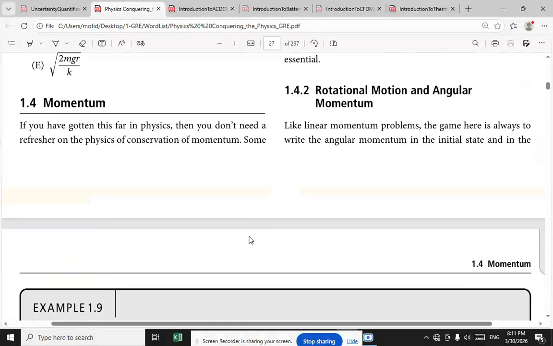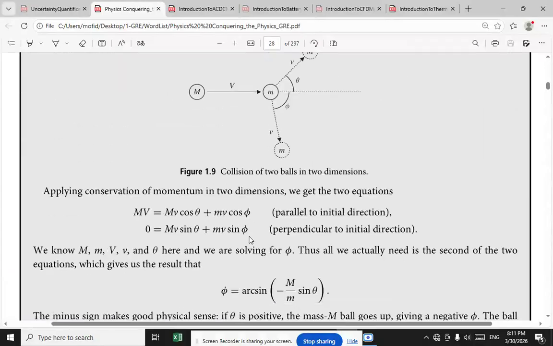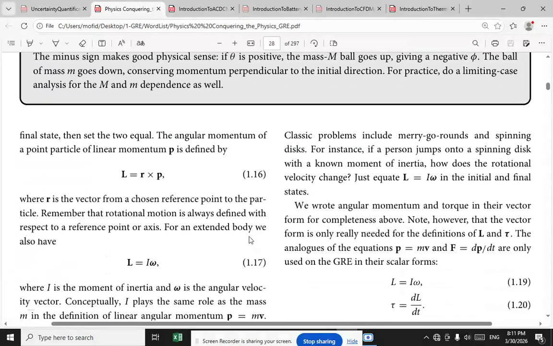Chapter 1.4.2, which is a subsection for momentum, covers rotational motion and angular momentum. Like linear momentum problems, the game here is always to write the angular momentum in the initial state and in the final state, then set the two equal.